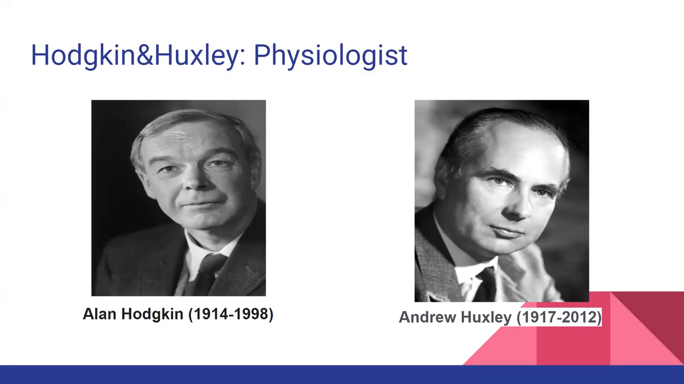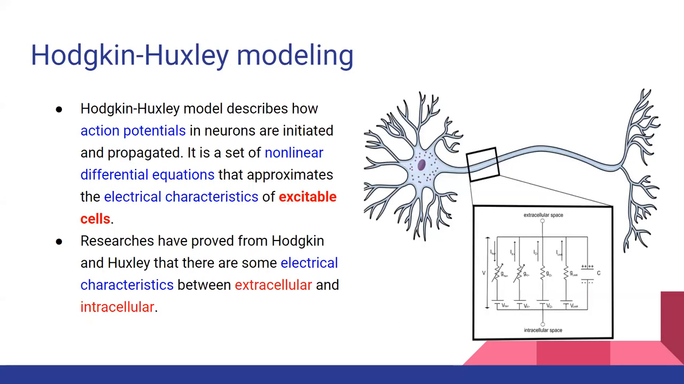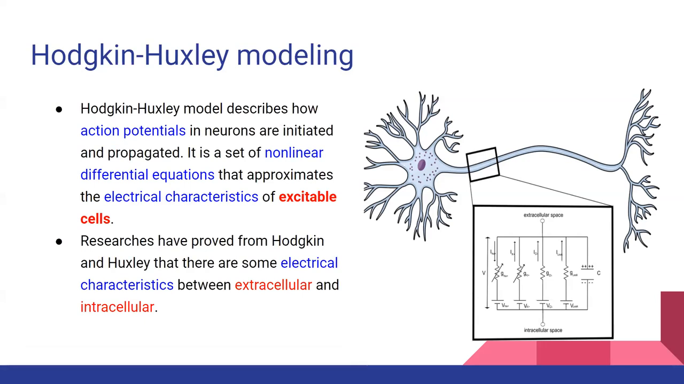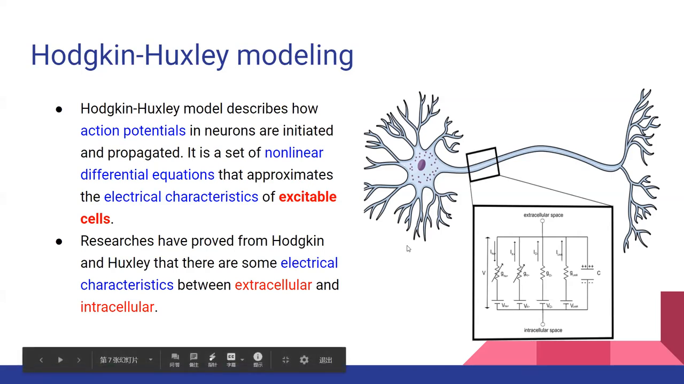The Hodgkin-Huxley model describes how action potentials in neurons are initiated and propagated. As I said before, it is a set of nonlinear differential equations. It approximates the electrical characteristics of excitable cells, and the whole electrical circuit diagram is based on these electrical characteristics.